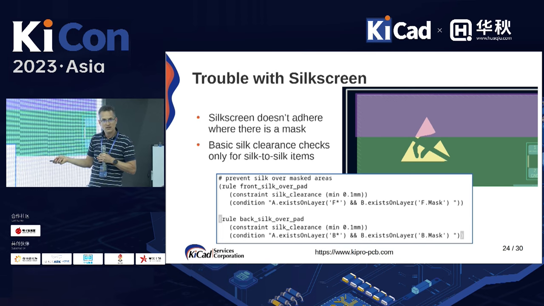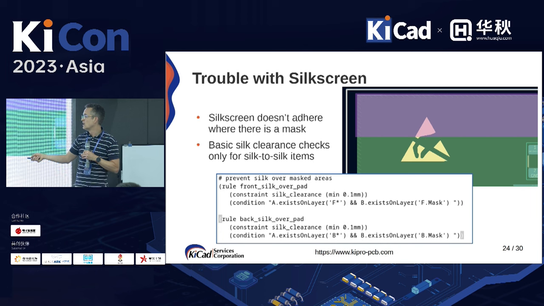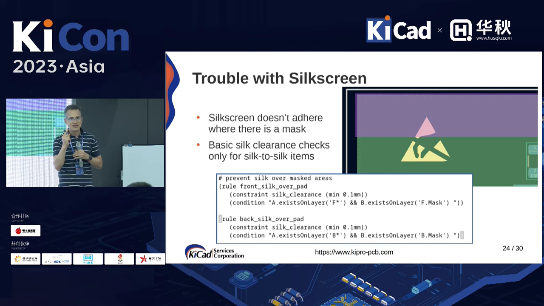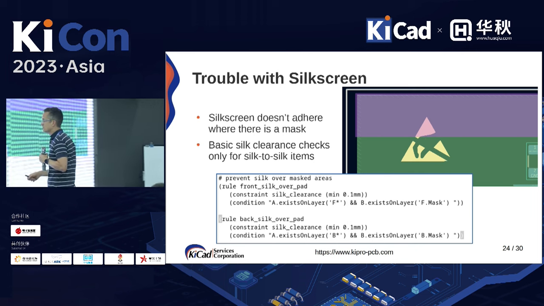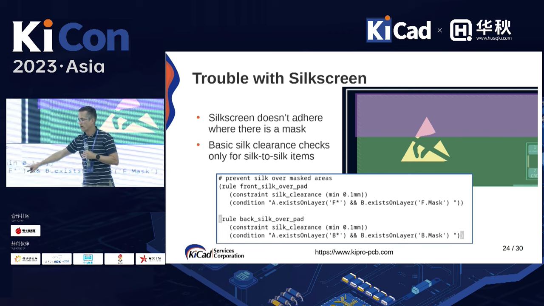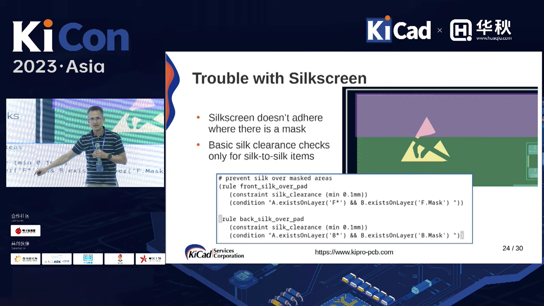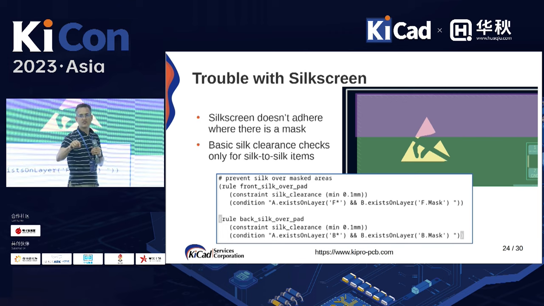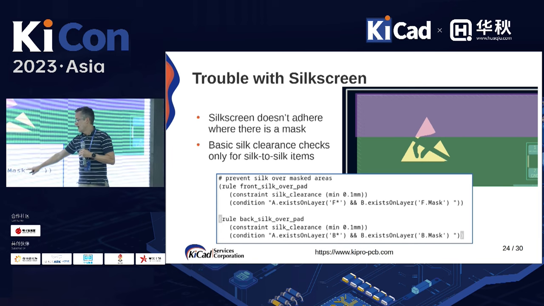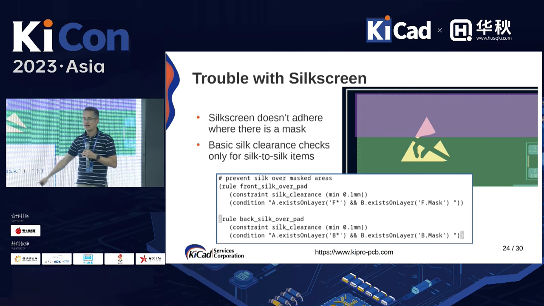with the mask. So here, the rule says front silk over pad. The constraint is the silk clearance. I want to have at least a tenth of a millimeter between the silk, anything that exists on layer F star. I don't care what the F star is. This is all the layers that start with the letter F. And B, the one I'm comparing it to, is on mask.